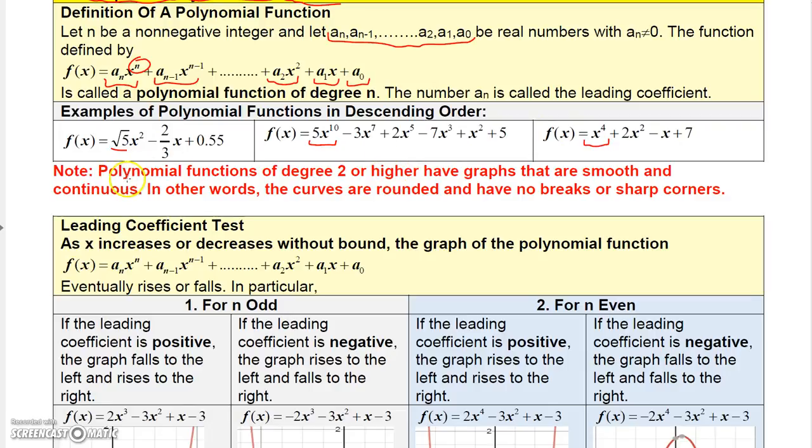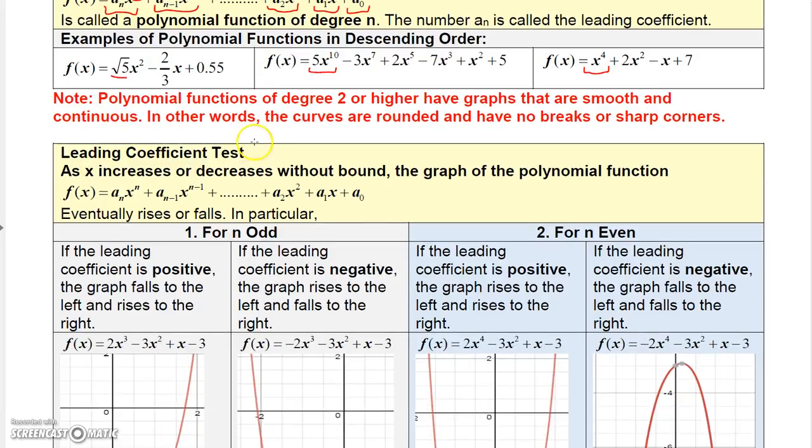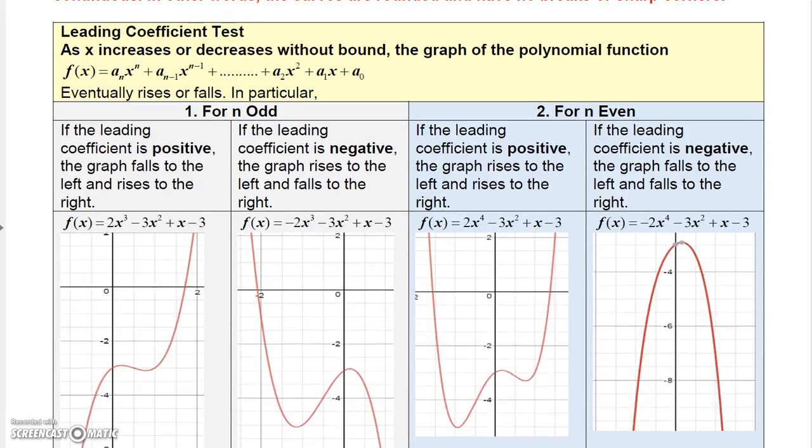Now what's interesting about polynomial functions of degree 2 or higher, and remember degree 1 would be linear functions, is that they all have graphs that are smooth and continuous. In other words, the curves are rounded, they have no breaks or sharp corners. So the first test we're going to look at is the leading coefficient test.